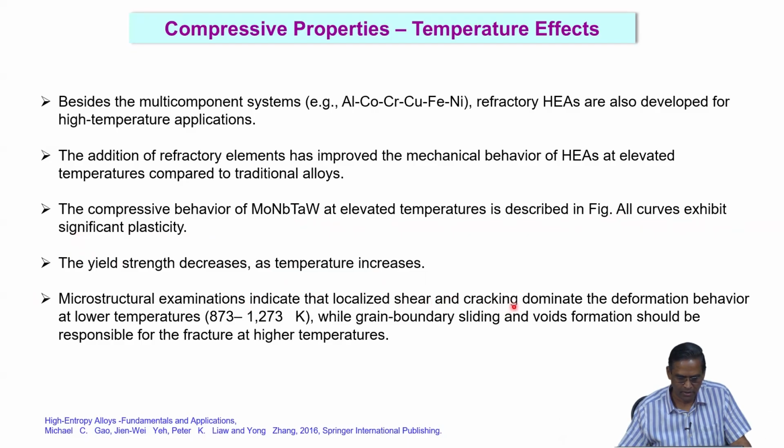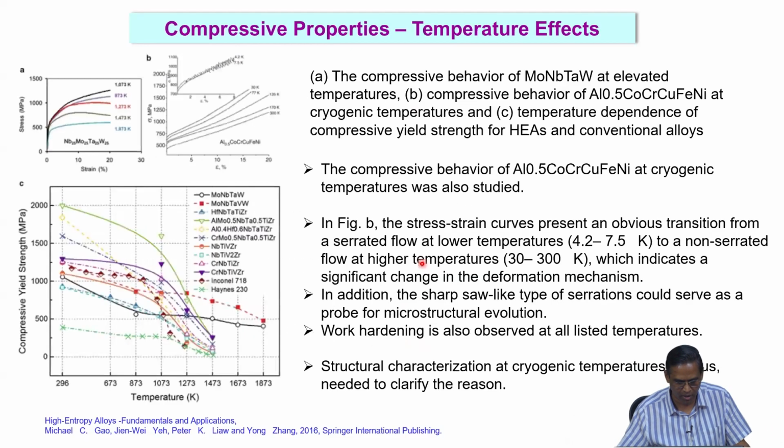Microstructural examination indicates that localized shear and cracking dominate the deformation behavior at lower temperatures, while grain boundary sliding and void formation are responsible for the fracture at high temperatures. So basically, we looked at the compression behavior of a normal alloy, and then this is a refractory alloy, and then how the deformation behavior is looked at. This is what is shown here. The slide is quite clumsy, so we will spend enough time to understand this.